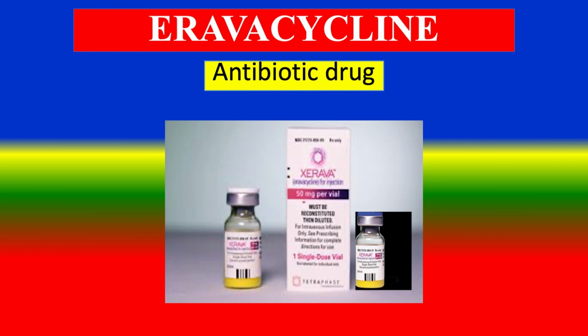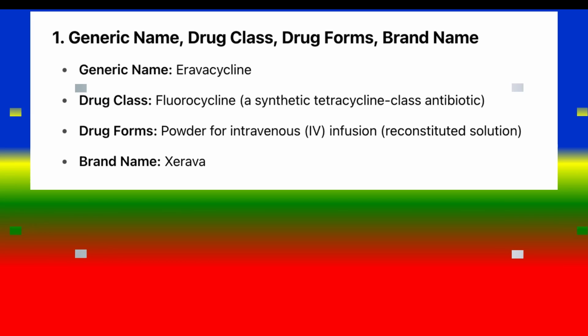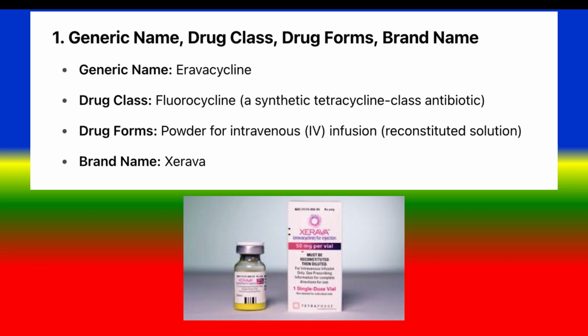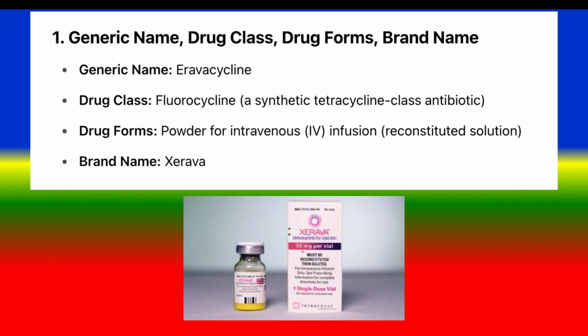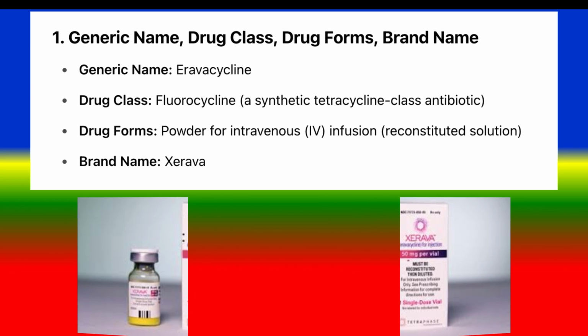Eravacycline, detailed drug information. 1. Generic name, drug class, drug forms, brand name. Generic name, Eravacycline. Drug class, fluorocycline, a synthetic tetracycline-class antibiotic. Drug forms, powder for intravenous IV infusion, reconstituted solution. Brand name, Xerava.